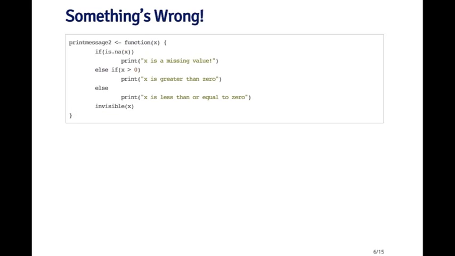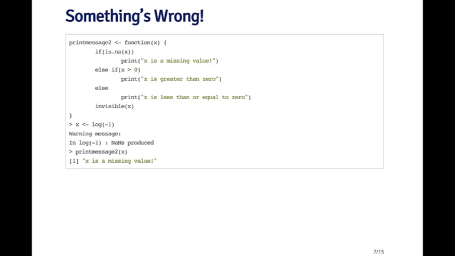Now I'm going to fix this problem, so to speak. So I've got a new function, print message 2, and the first thing I'm going to do is check to see if the argument's NA. Right? And so now if it's NA, I'm going to print this message, right? So it's not going to produce an error. It's just going to print a different message. So this function is going to print one of 3 messages for now, and then it's going to return its argument invisibly.